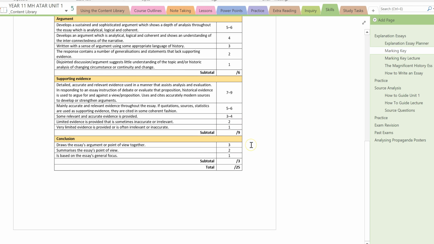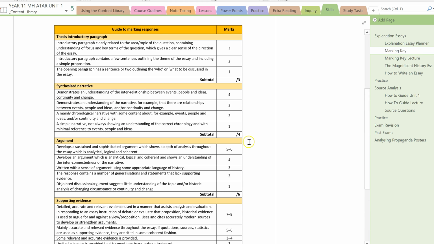So that's the marking key there, and you'll get one of those every time, and I'll circle it and I'll have annotations in your actual work, but your final feedback will go on to Sentral that will then go through to home, so you need to make sure you go check that.